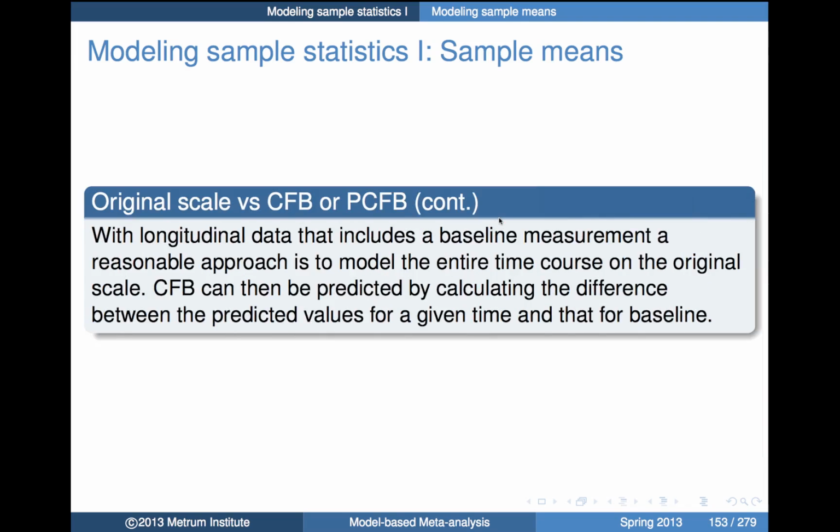And then I just go on, take a step further here and just mention that with longitudinal data, where a baseline measurement is part of the longitudinal sequence of data, a reasonable approach in that case would actually be to model the entire time course on the original scale. But then if you want to make inferences on the baseline corrected scales, you can still do that by calculating the difference between the predicted values for a given time and the predicted value for baseline. So in that case, you can kind of have your cake and eat it too.